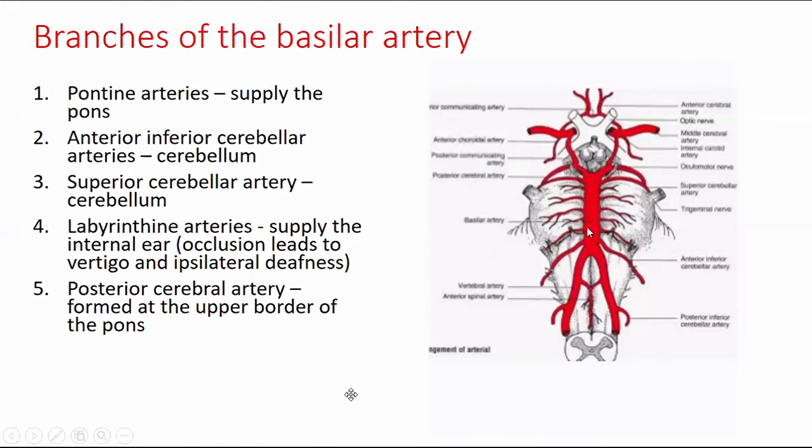First are the pontine arteries, which supply the pons. Next are the anterior inferior cerebellar arteries and the superior cerebellar arteries, which, as the name implies, supply the anterior inferior segment and the superior segment of the cerebellum. Next are the labyrinthine arteries, which supply the internal ear, so occlusion of this branch can lead to vertigo and ipsilateral deafness. And finally, the posterior cerebral artery, a terminal branch of the basilar artery, paired on both sides, formed at the upper border of the pons. So at the end of the pons, the basilar artery becomes the posterior cerebral artery on both sides.